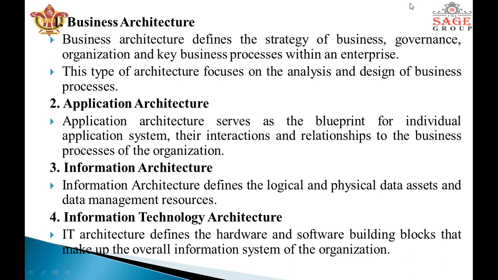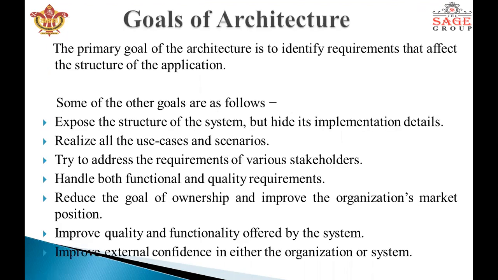And information architecture defines the logical and physical data assets and the data management resources on the applications. And the last one is information technology architecture. Information technology architecture defines the hardware and software building blocks that make up the overall information of the organization. So these are the four types of business architecture.